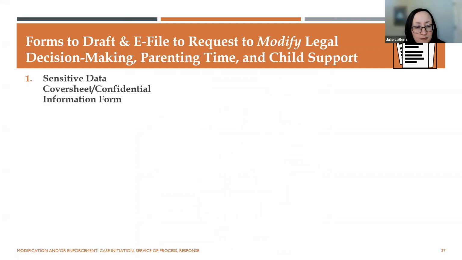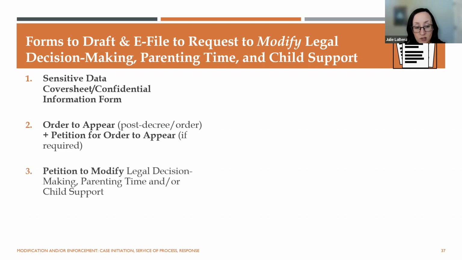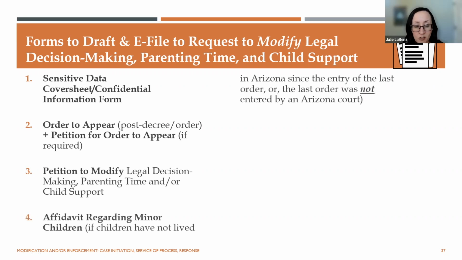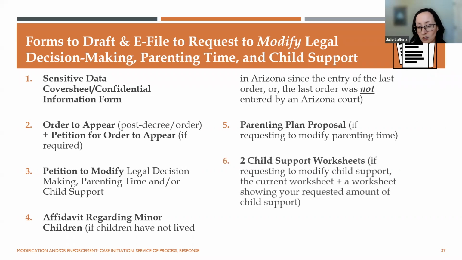Okay, so as a review, these are the forms you're going to draft in e-file if you're requesting to modify legal decision-making, parenting time, and child support. So the court cover sheet, the confidential sensitive data form, the order to appear, plus the petition for order to appear if you're required to file that in your county, your petition to modify, the affidavit regarding minor children, if you're required to file that, if your children have been outside of Arizona or you don't have an underlying Arizona court order, your parenting plan proposal, and then 2 child support worksheets.